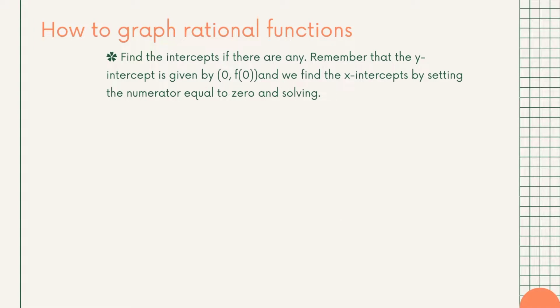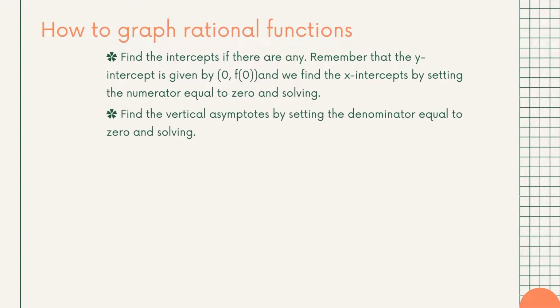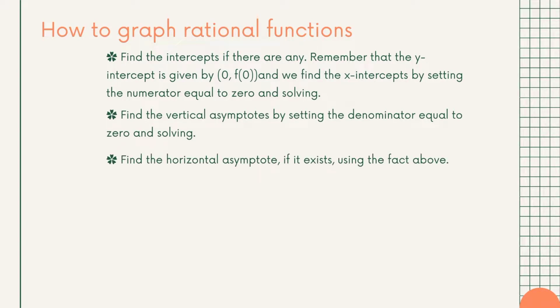How to graph rational functions? Find the intercepts if there are any. Remember that the y-intercept is given by (0, f of 0), and we find the x-intercepts by setting the numerator equal to 0 and solving. Find the vertical asymptotes by setting the denominator equal to 0 and solving. Find the horizontal asymptote if it exists using the fact above.